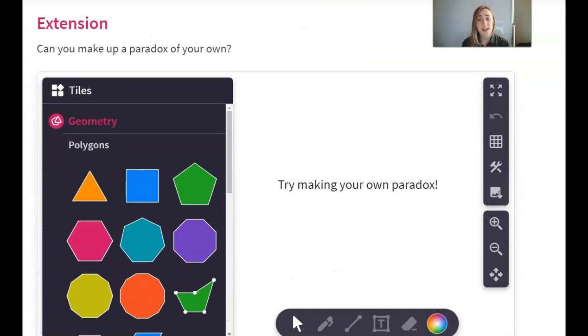And then there's an extension on our extension where you can try making up a paradox of your own. And again, all of these were on mathagon.org/tasks/Curry paradox. I'll put the website again.